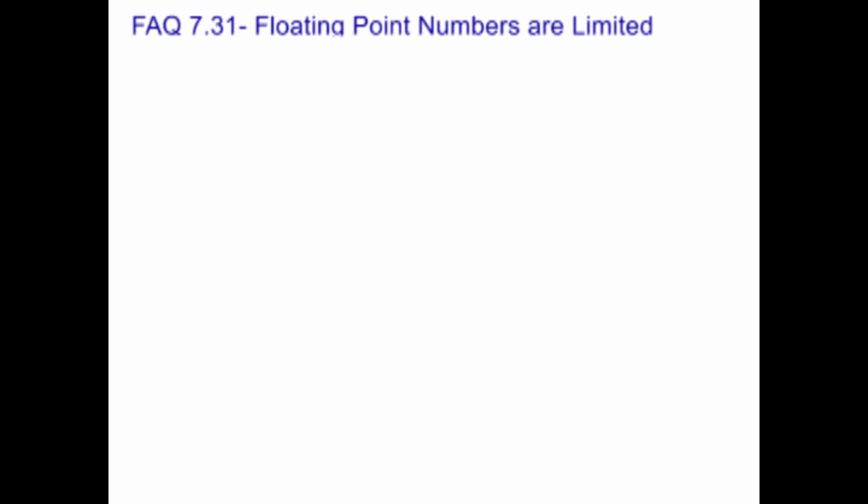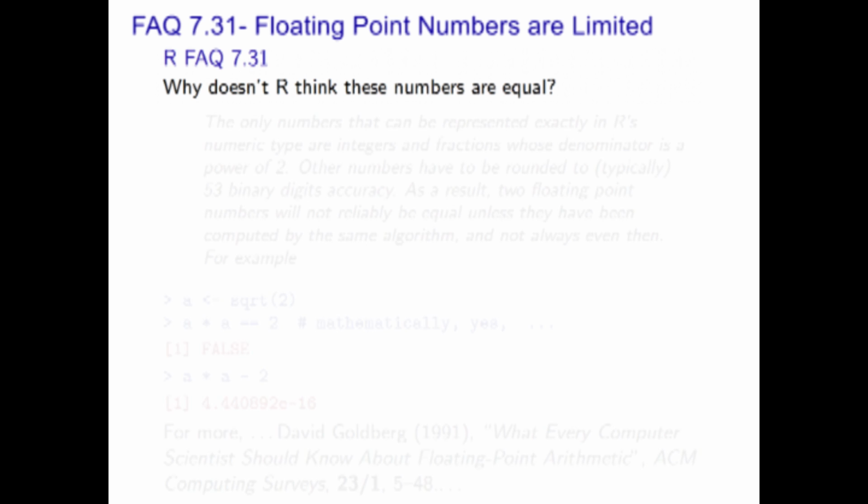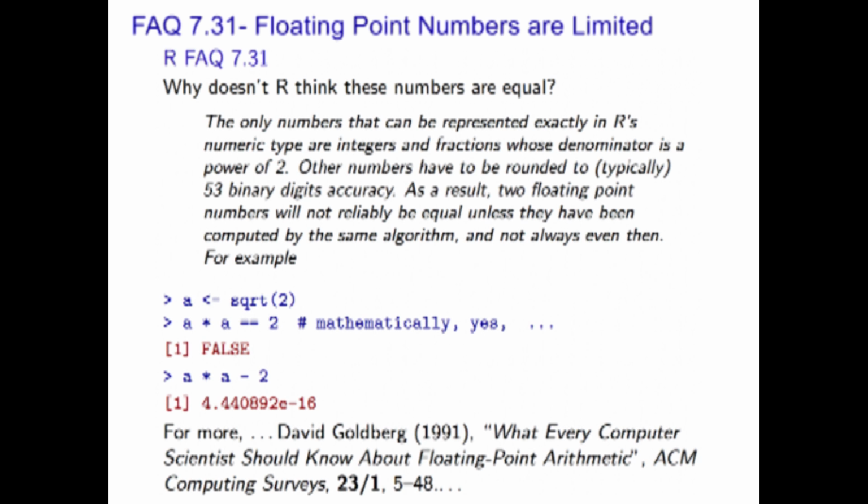Problems, why doesn't R think these numbers are equal? The example that's given here is if A is the square root of 2, and if you compare A squared with 2, of course it should be the same. The square root of 2 squared is 2, but of course it's not true in R. Oops. And if you look at the difference, there is a difference that is actually 2 times the computer epsilon, for those who know. And something like that is very, very usual and typical.